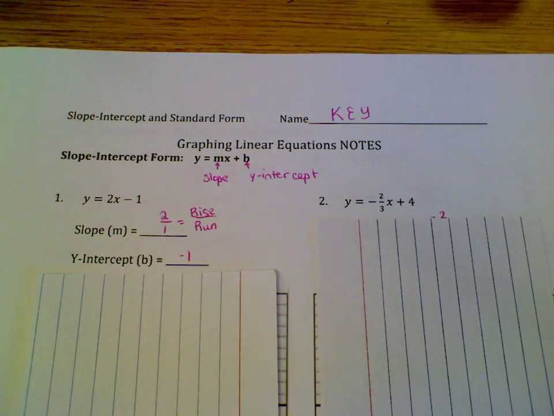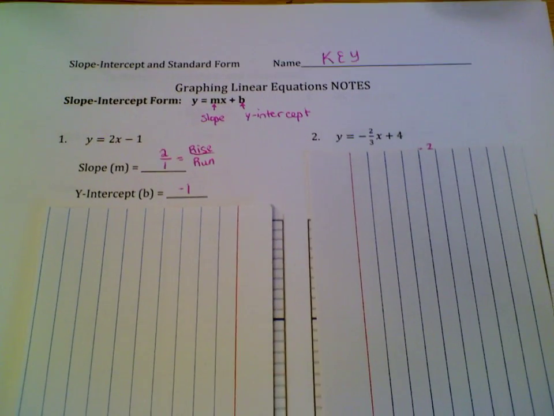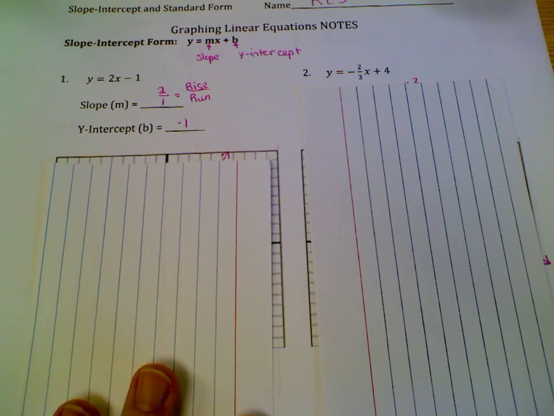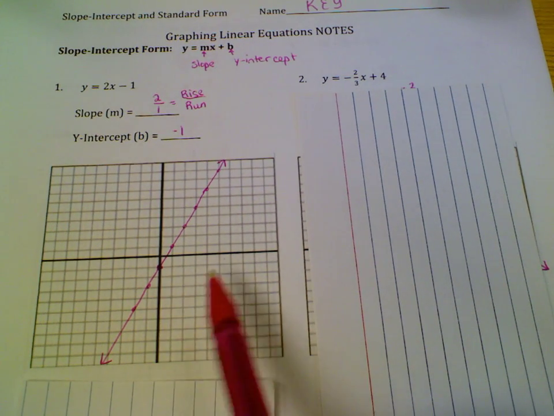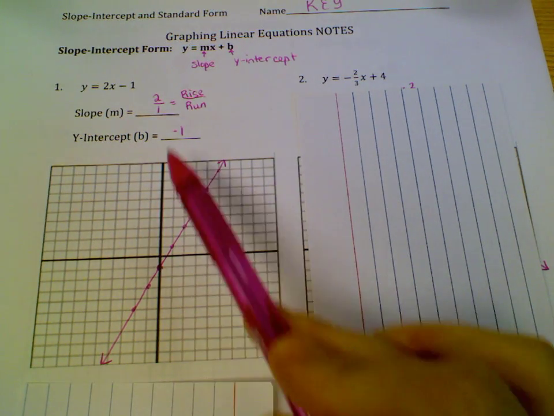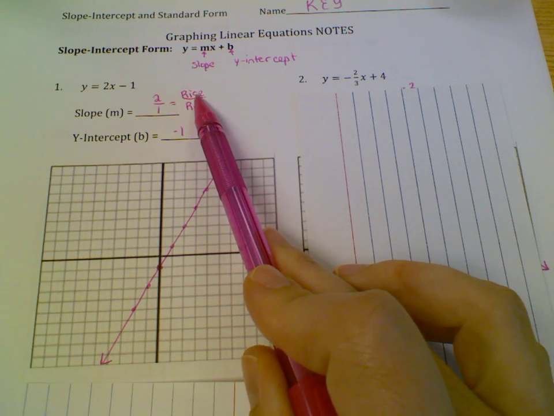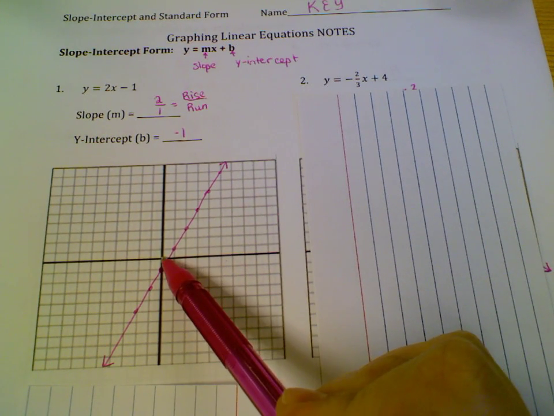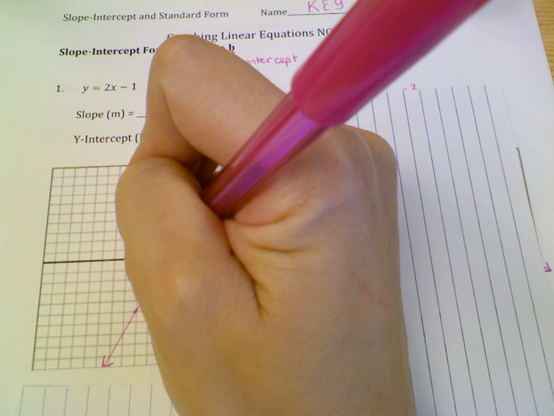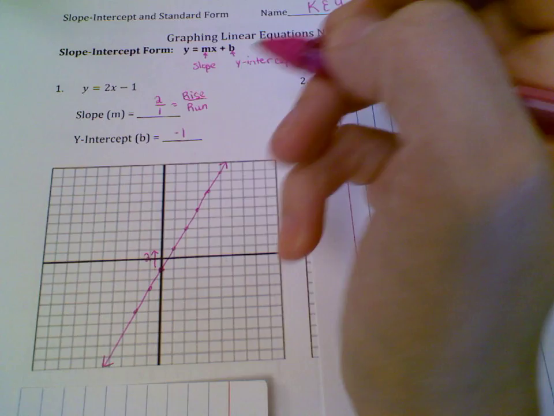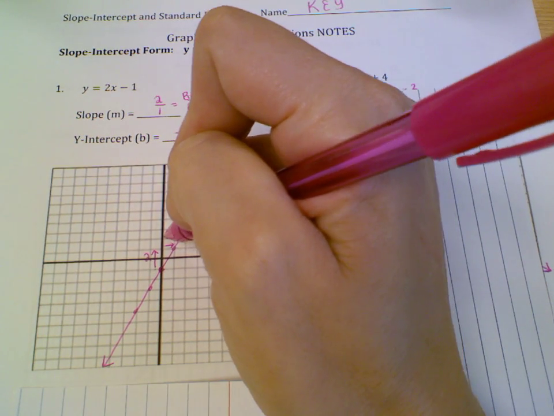So what you're going to do is you want to plot that y-intercept first. So you're going to go ahead and put -1 on the y-axis. So on the y-axis I put -1. Then my slope is going to tell me how high and how much over I'm going to go. So since it's +2, I would rise up 2. And then my run is 1. So I would go right 1.